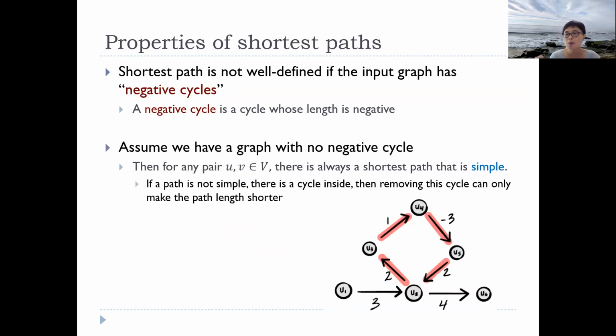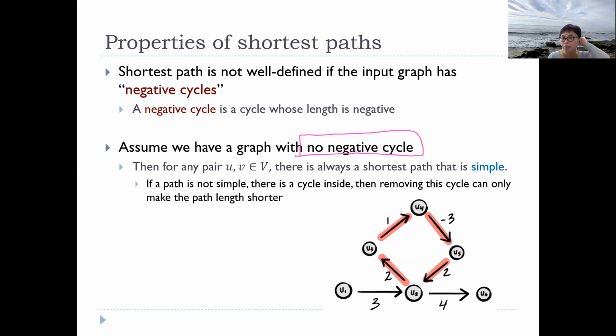Now suppose we are given a graph with no negative cycle. Like this one, where I changed the sign so it's no longer negative. Now this is a positive cycle. It turns out that if there's no negative cycle, then the shortest path is always simple. What does that mean? Remember, a simple path means that no node is visited more than once in this path. A cycle is a path where, other than the endpoint, no node is visited more than once.